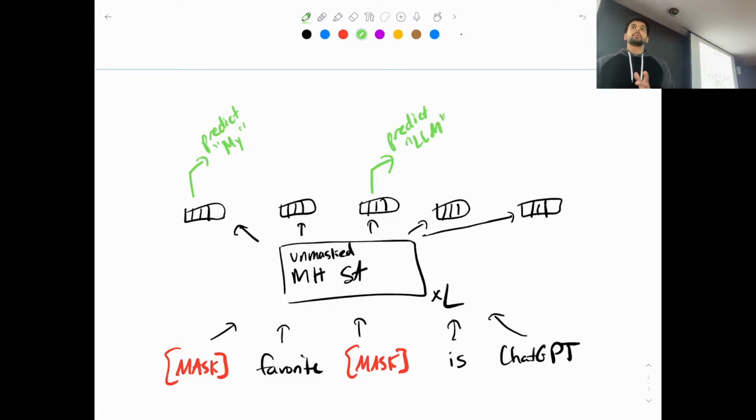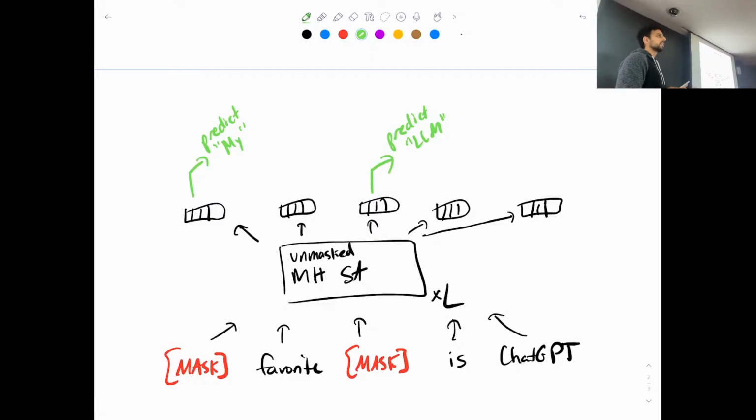So we can train this model on trillions of tokens, just like we can do with next word prediction, because we get the labels for free, right? We start with an uncorrupted sequence, and then we randomly mask out some of the words in that sequence. We pass the sequence through this encoder, and then at the end, it's asked to predict the missing words. So this is the pre-training structure of BERT.